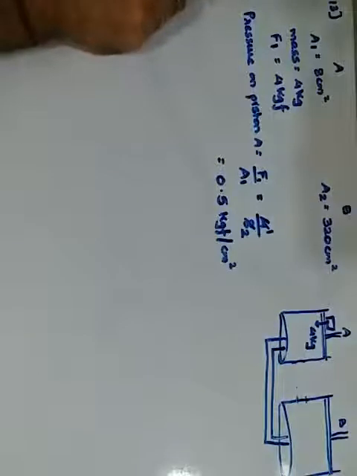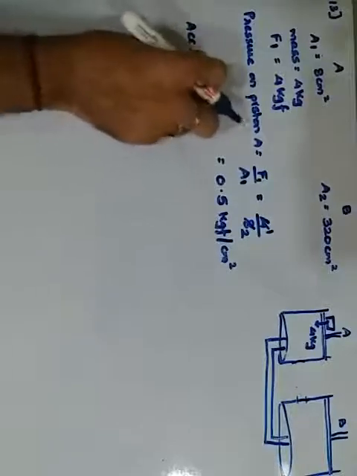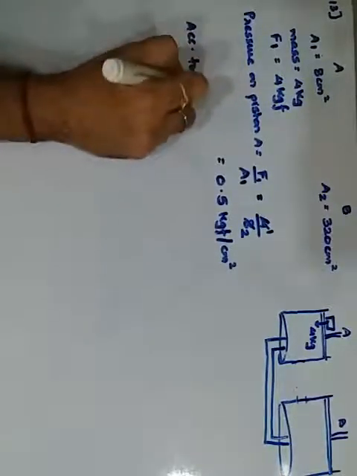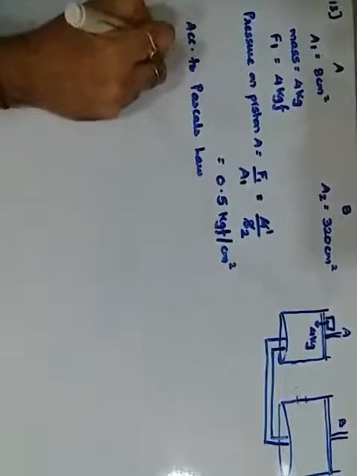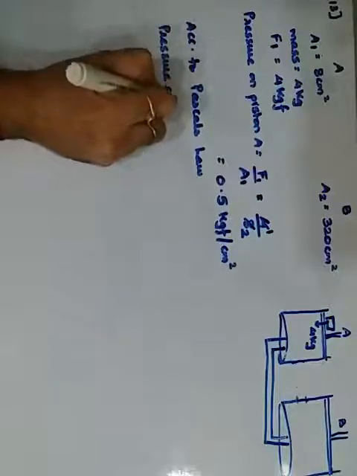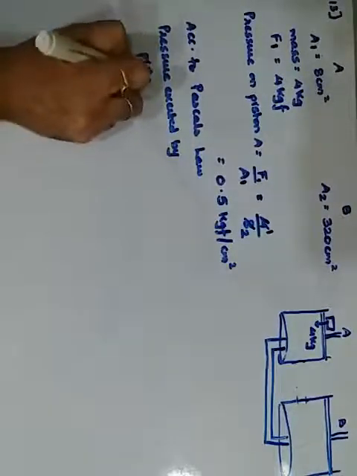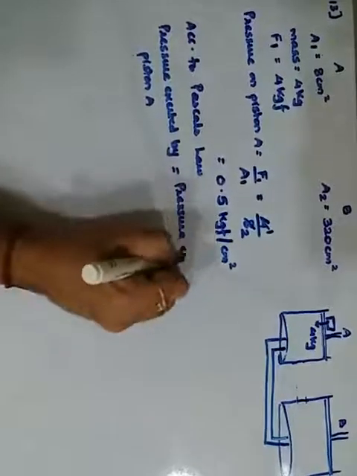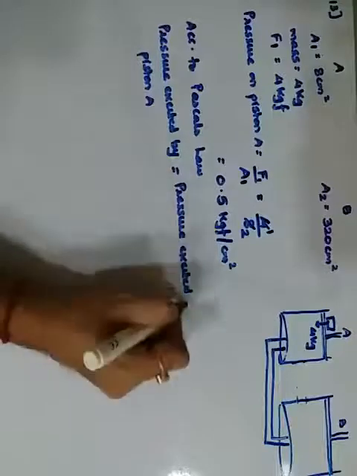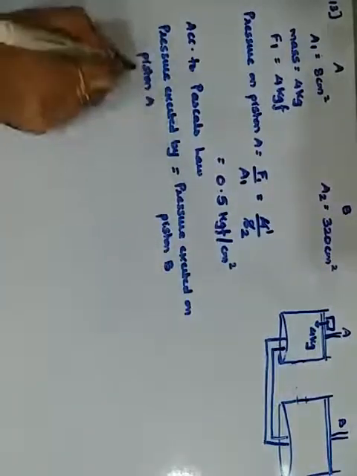But since it is based on the Pascal's law, according to Pascal's law, the pressure exerted by piston A will be equal to the pressure exerted on piston B, but the pressure exerted on this is 0.5.